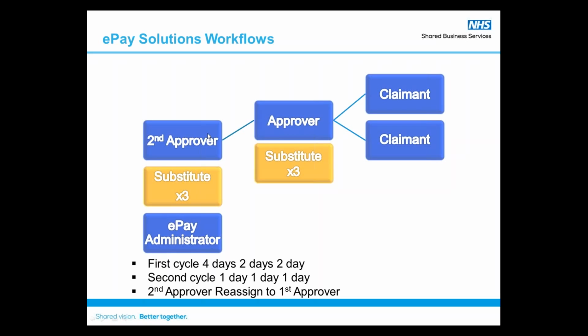Also, if the claim does get reassigned, then it goes back through a second cycle, with each stage happening after 1 day because it's becoming more urgent. And then finally, the second approver, if they wish to, can send the claim straight back to the original approver when it gets to them, if they wish to use that functionality.